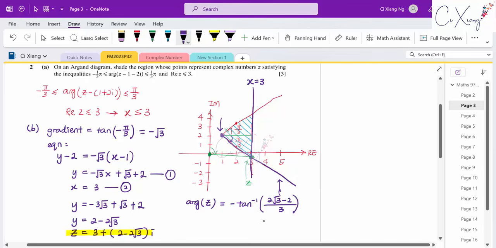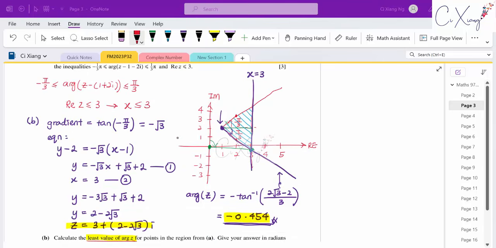And 3 originally is a positive value, right? So you cannot do any adjustment on this value. I just want to ensure that the whole value inside the bracket here is positive, so that I can get a basic angle. Then I press the calculator for tangent inverse of (2 square root 3 minus 2) divided by 3. The value that I get, correct to 3 significant figures, will be 0.454. Okay, so this is how we get the answer for the smallest argument of z in the shaded area that we have.